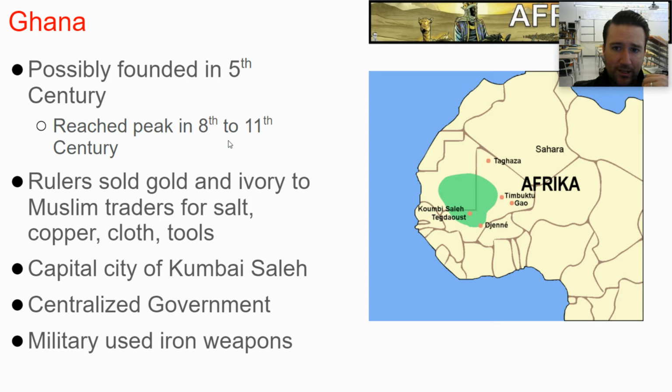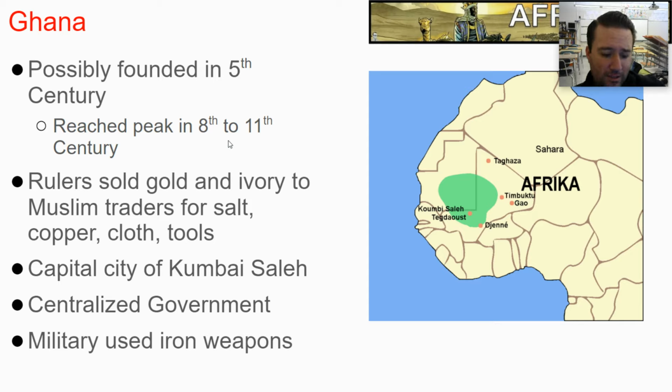Salt, I can't tell you how important a commodity salt was. It was highly desired. Think about what salt is used for. I mean, it's an essential element to the human body, number one, but it also helps preserve meat and other things. So salt was a really highly demanded commodity that you could find here in West Africa. The capital city of Ghana was Kumbi Saleh.